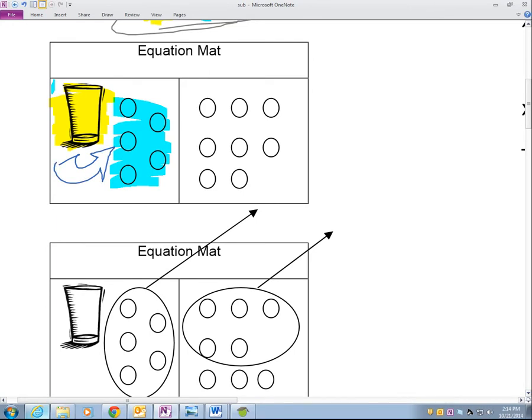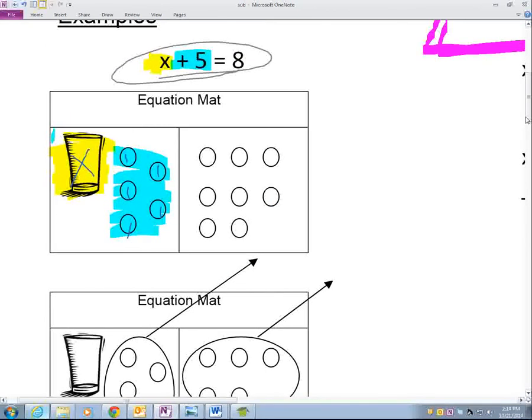So do you agree that x with 5 integers is represented by this thing here? x plus 5 integers? Yes, because here is x, and here is 5 integers: 1, 2, 3, 4, 5. And that is equal to 8, as it shows in our equation. Here's this represented. There's 8 right there.